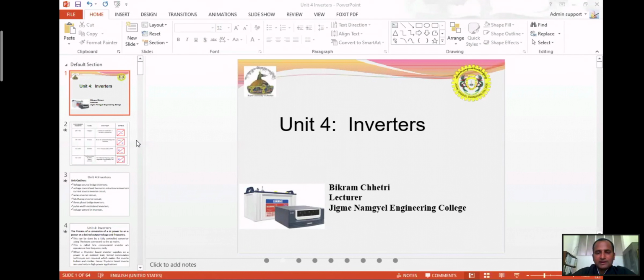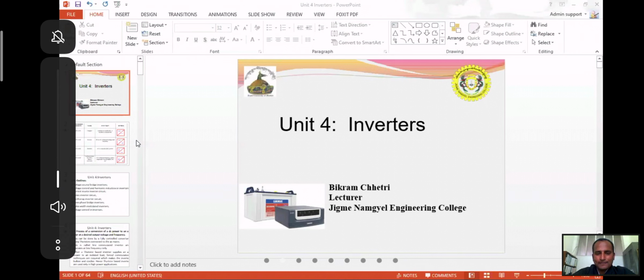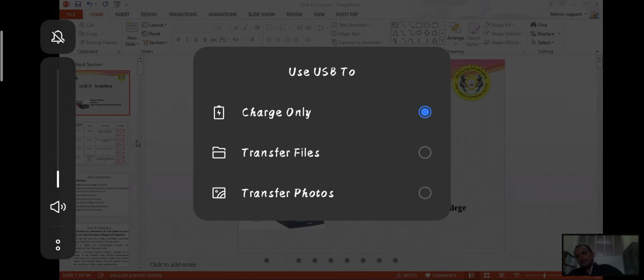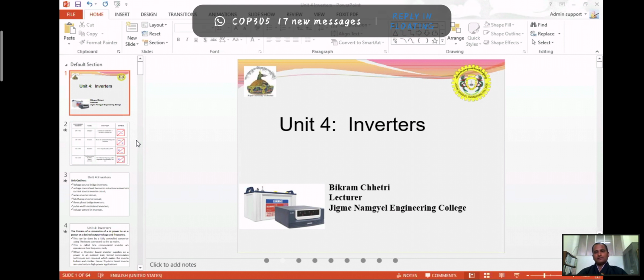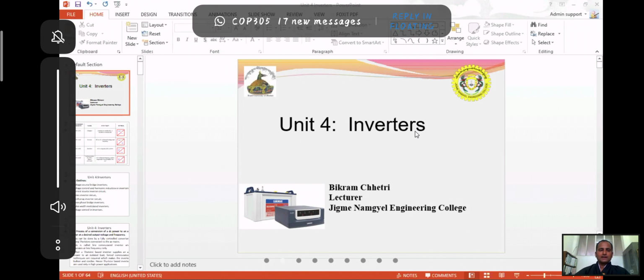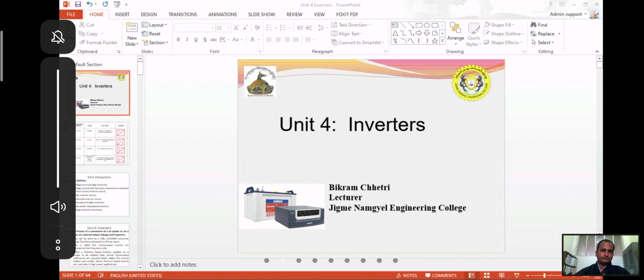Okay, you know that an inverter converts DC to AC. I told you some examples of how inverters are used in our colleges. Even in a UPS, an uninterruptible power supply, there is an inverter. This inverter can be used in different forms.